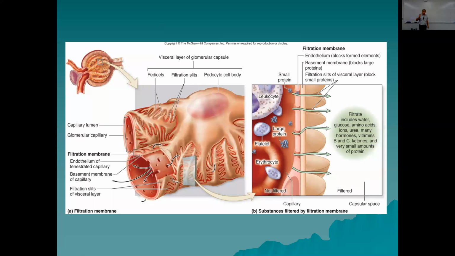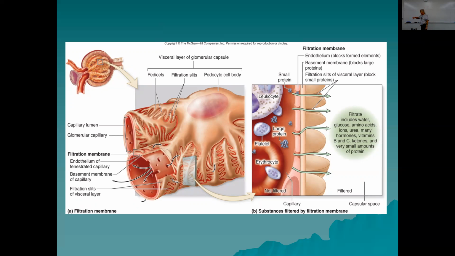Then on the right is a cross-section of the filtration membrane. To the left is blood, and to the right is capsular space. And it's important for you to know what's being filtered and what isn't being filtered. And it's fairly easy. Everything is filtered, except for formed elements and large proteins. Those are the only things that are not filtered.